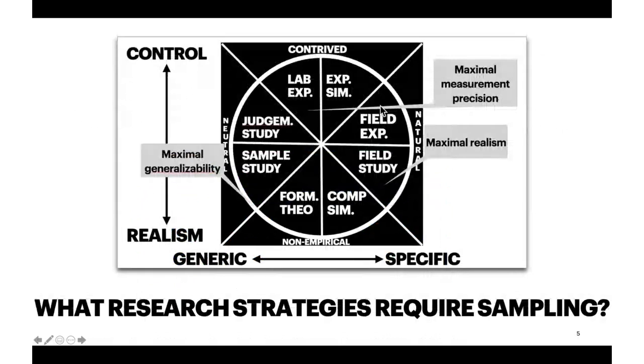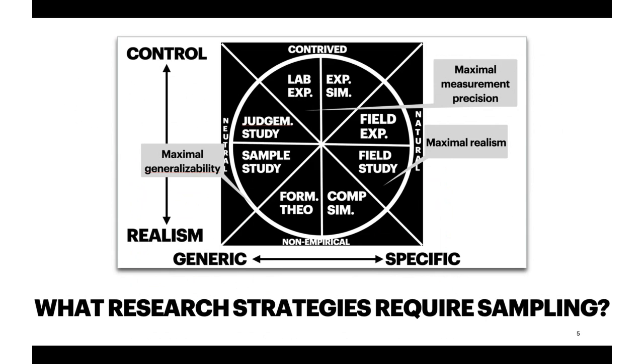So one might wonder what research strategies require sampling, and in fact, all of them. If you are conducting a field study or a field experiment, of course, you need to decide which field or which fields to consider. So what company, what project, and so on. If you are in a laboratory experiment, you might remember that you somehow need to decide which participants to select. You might have special constraints which determine what kind of participants are allowed to participate in the study and what kind are not.